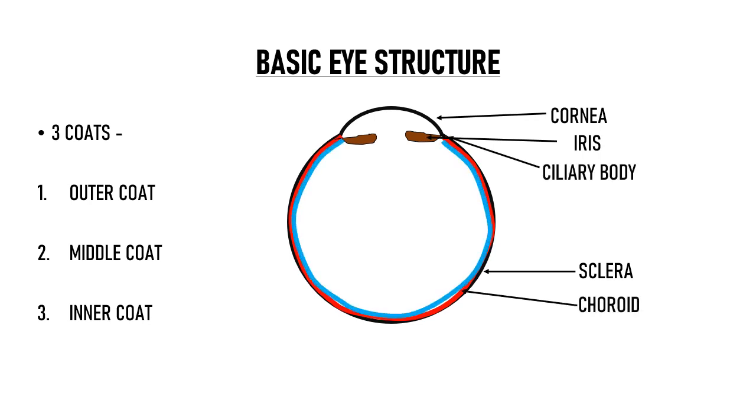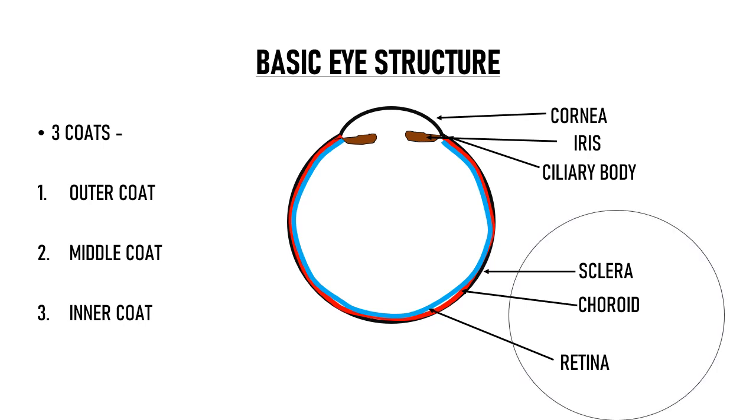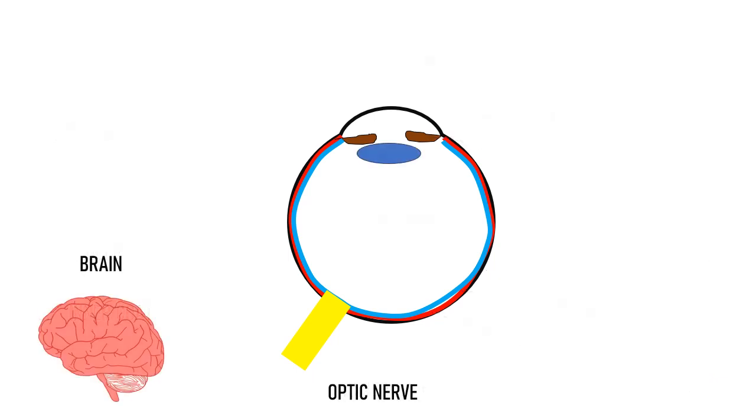And internal to the uveal tissue lies the retina, which is the innermost coat of the eye. So if we look at the posterior part of the eye, then the layers from inside to outside are retina, choroid, and sclera. This is the optic nerve, and this space in front of the retina, which is filled with vitreous humor, is known as the vitreous cavity.